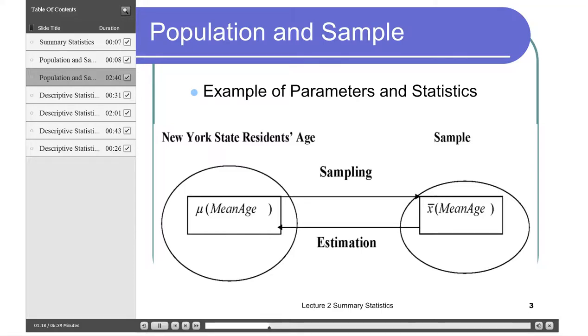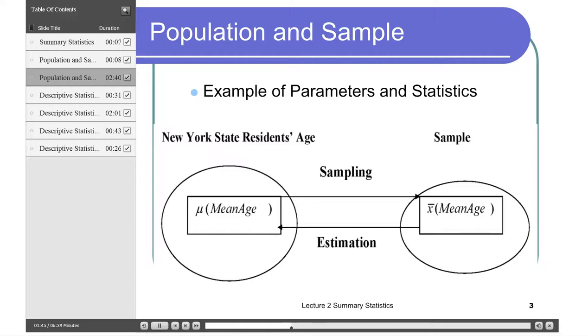The circle on the left is the population, which is everyone in New York, and the circle on the right is the sample, which is just some subset of the people in New York. Now, the population has a mean, which is called the population mean. That's represented by a Greek letter mu. A Greek letter mu is like an M, so that's why it stands for the mean. Then the sample also has a mean, which is called the sample mean, and that's represented by x bar.